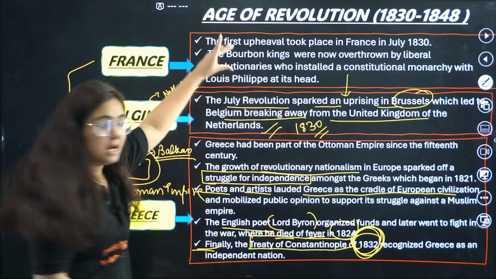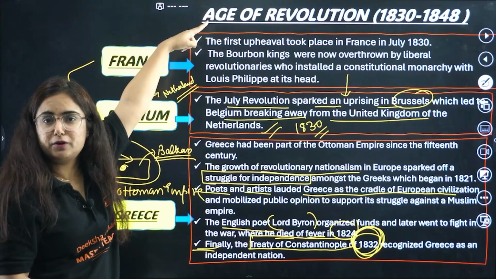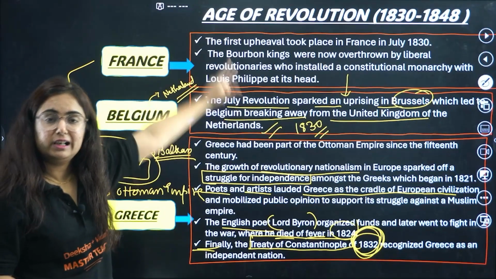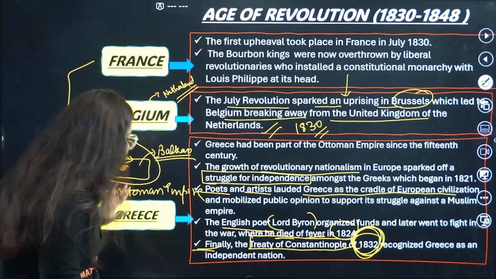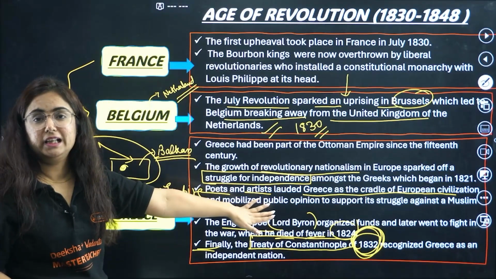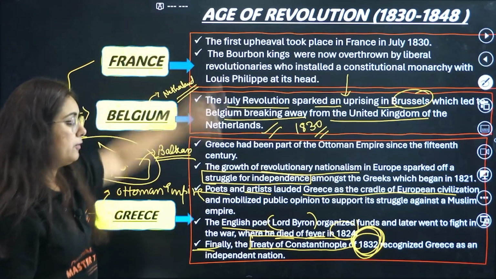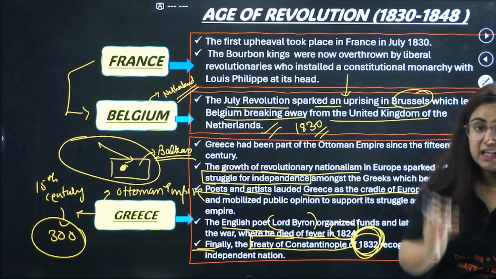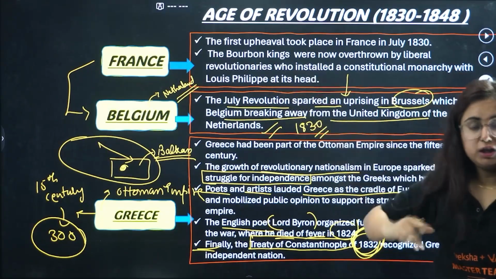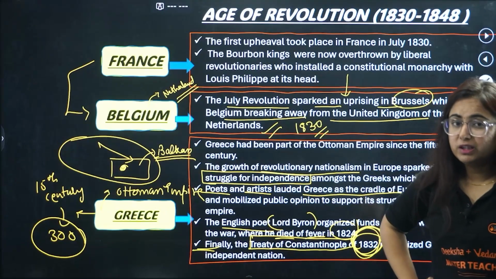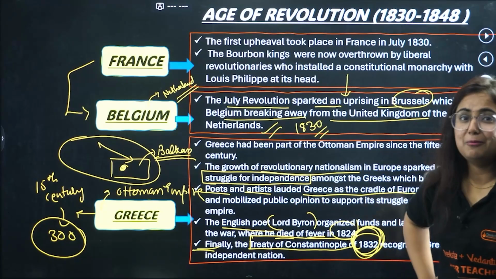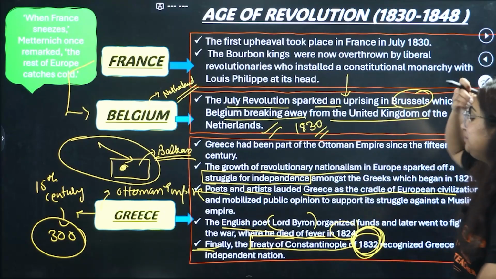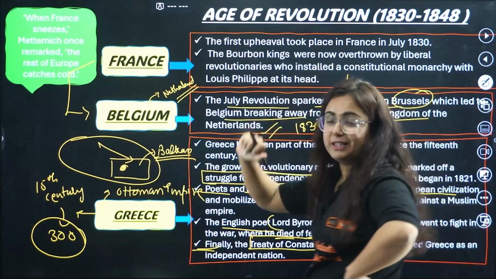So France became a constitutional monarchy because of revolution. Belgium became independent of the United Kingdom of the Netherlands because of revolution. Greece became an independent nation in 1832 because of revolution. So this was the revolutionary age, the age that brought a lot of change in Europe. But do you think the picture is over? No, ma'am. When will the picture be over? Gradually it will be.